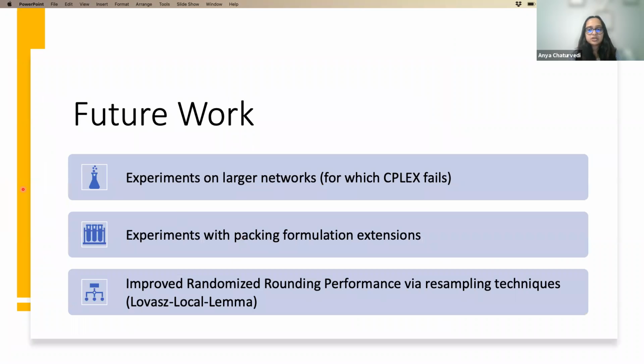For future work, we are interested in experimenting on large instances where due to space constraints, Cplex fails to solve the relaxed LP, and we therefore must rely on an MWU approach. We are also interested in conducting experiments for the packing formulation extensions. For example, we can further constrain our network by searching for a feasible flow assignment of maximum weight, such that each commodity flow assignment uses at most 3 paths, etc. We are also interested in possibly improving the performance of randomized rounding using resampling techniques.